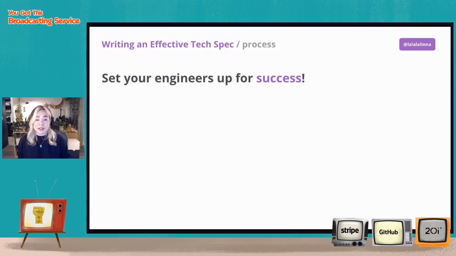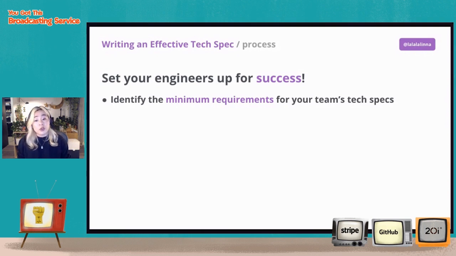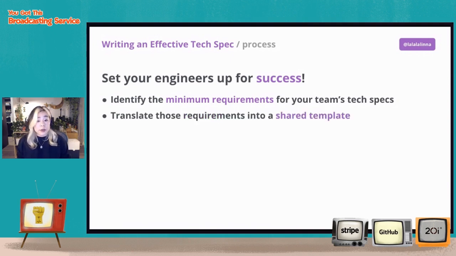And throughout this process, there are ways to set up your engineers for success as well. What I suggest is identifying the minimum requirements that you want to see in your team's tech specs. So what content do you expect to see there? And you can take this a step further and translate those requirements into a shared template. I think sharing it as a template is really valuable because it saves people cognitive load about what to actually put in it. And it's already formatted, so they don't have to spend time to make it pretty. You're just trying to get them to focus on the things that they are good at, or the skill that they are trying to develop, which is planning.